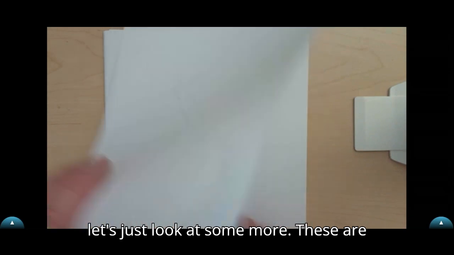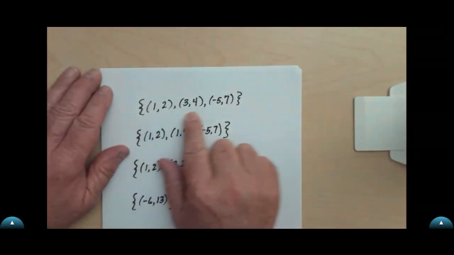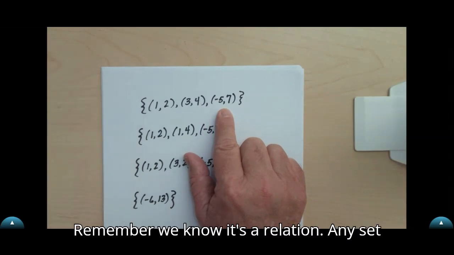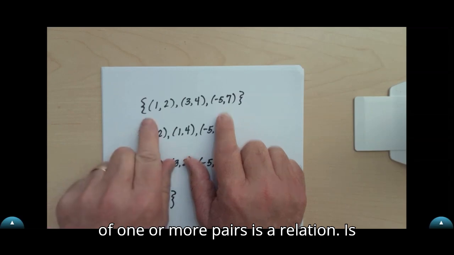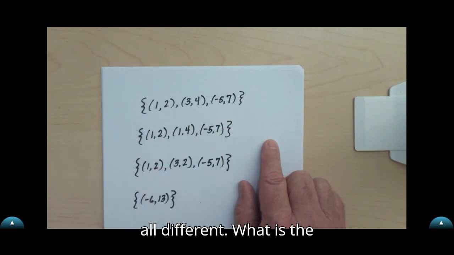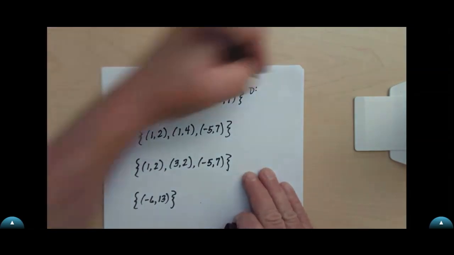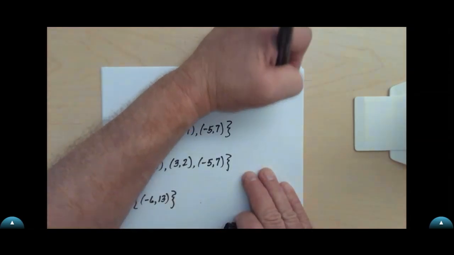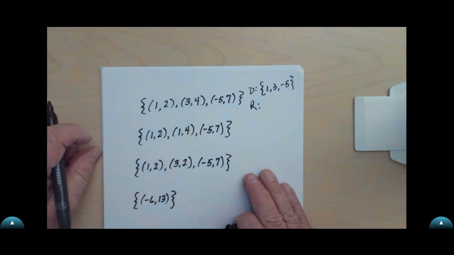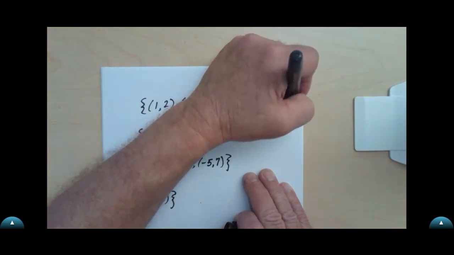So let's look at some simple sets of ordered pairs. This first one has 3 ordered pairs in this set. Is it a function? Remember, we know it's a relation. Any set of 1 or more ordered pairs is a relation. Is this relation a function? Yes, because the first coordinates are all different. What is the domain? Just the set of numbers 1, 3, and -5. I agree. And what is the range? Just the set of numbers 2, 4, and 7. Everybody see how that goes?